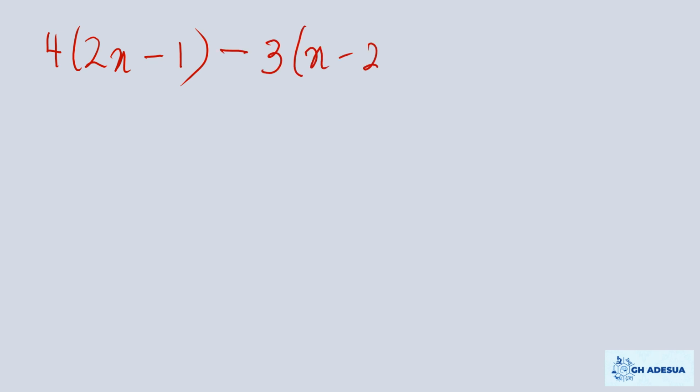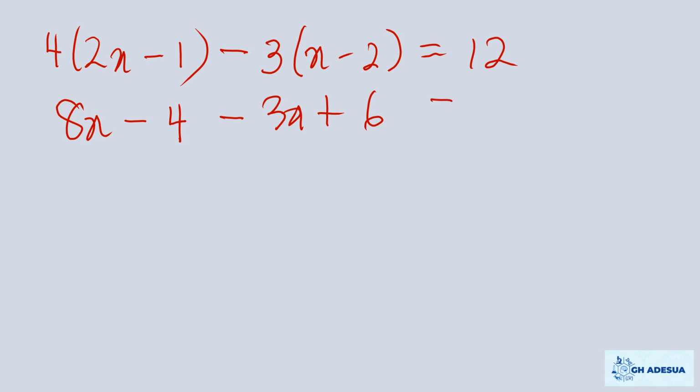So what do we have? We have 4(2x - 1) - 3(x - 2) = 12. So we expand. 4 times 2 is 8x, minus 4. Negative 3 times x is minus 3x. Negative 3 times negative 2 is plus 6, equal to 12.